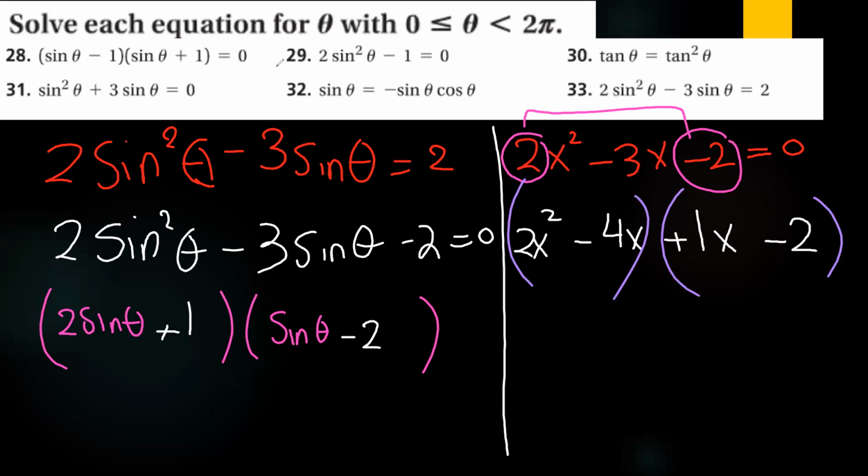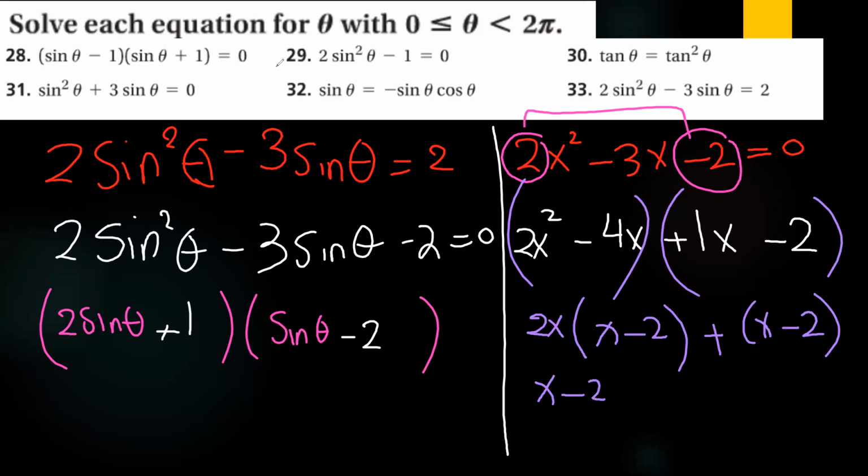Then 2x squared minus 4x. Let's take 2x as a common factor. If you take it as a common factor, what do we have? We have x minus 2, plus here you have x minus 2. Then take x minus 2 as a common factor. We have 2x plus 1.